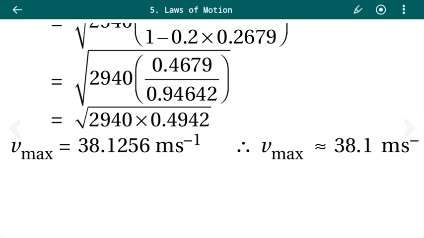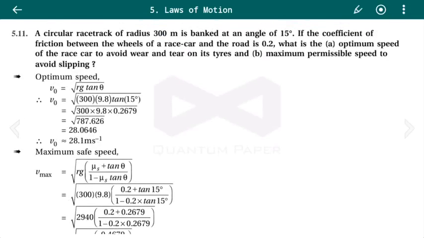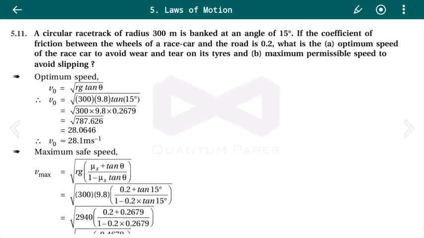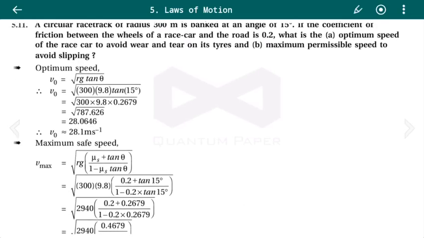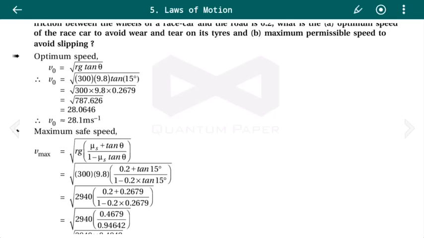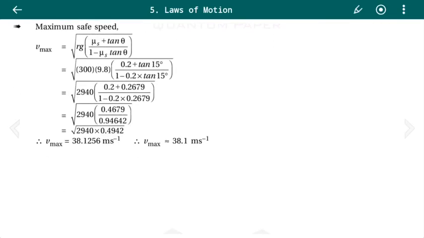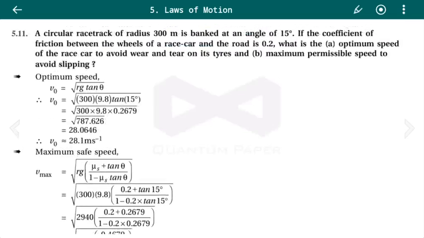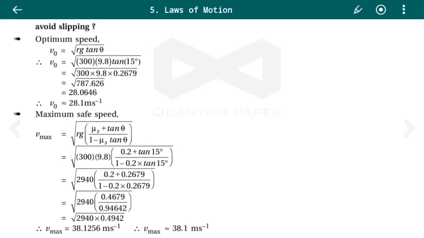So the maximum permissible speed, so that the car does not slip, is 38.1 meter per second. This is the maximum permissible speed. So students, you may note down this numerical.